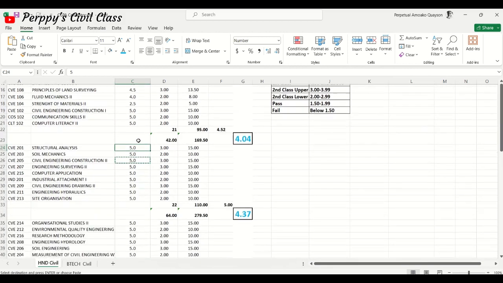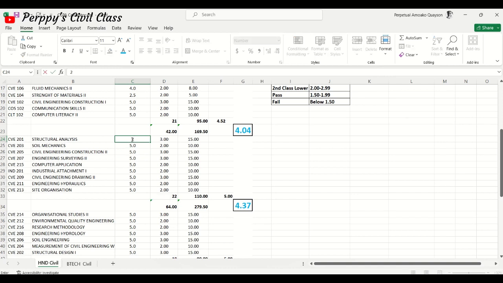structural analysis, you moved to D plus, which is 2. Soil mechanics, you had a 2. Civil engineering construction, maybe you had a 4, which is B. Civil engineering surveying, you had a C, maybe 3. Computer application, maybe you had an A. You did your attachment, you had an A. Drawing, maybe you had 3. Engineering hydraulics, maybe you had 2. Site organization, you had an A. Then you come back to second class upper because you didn't perform well this semester.